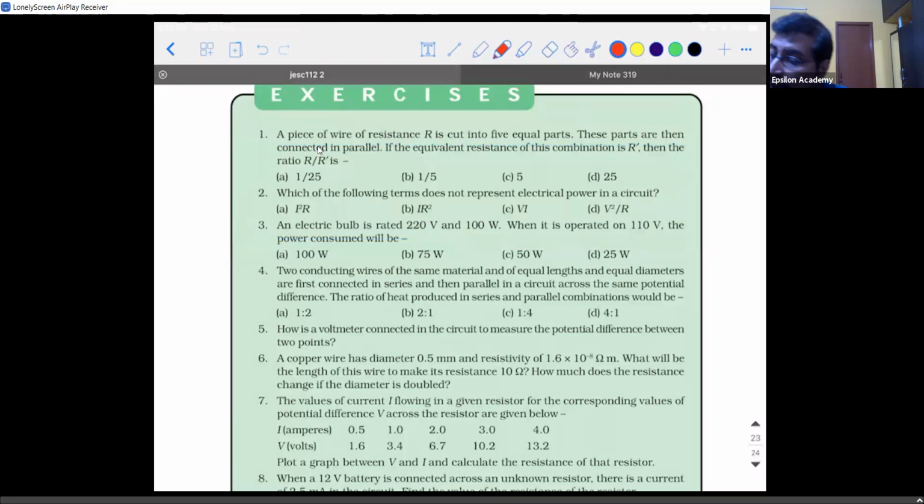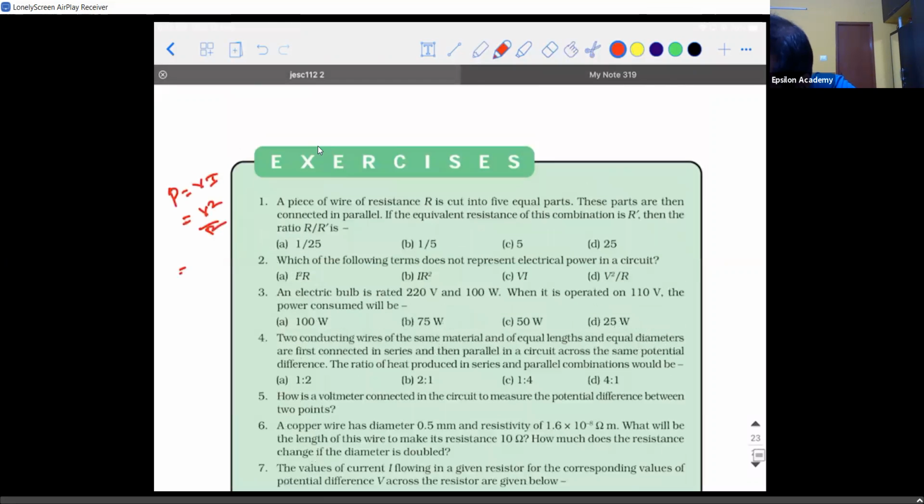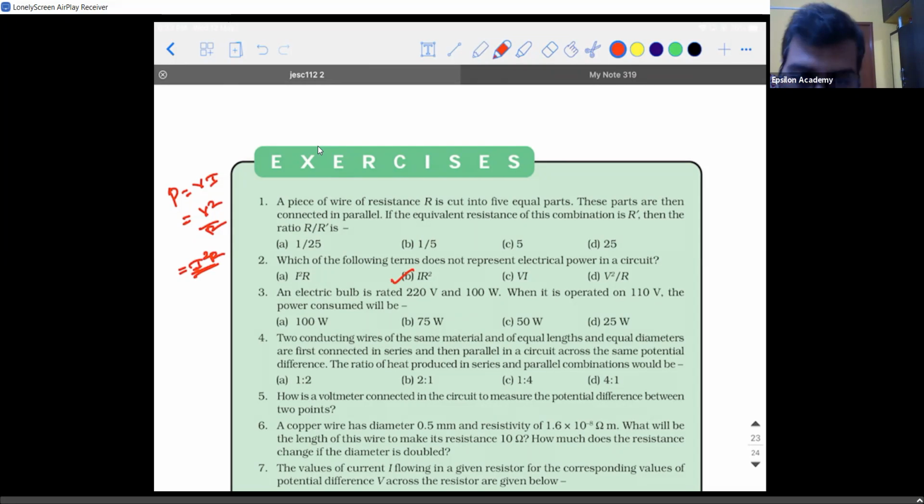Which of the following terms does not represent electric power in a circuit? I square R, IR square, VI, V square by R. So there are 3 formulae for power. What did I say? Power is equal to VI, V square by R, or I square R. So look at it. I square R, IR square, VI, V square by R. IR square, sir. Option B is the wrong answer.